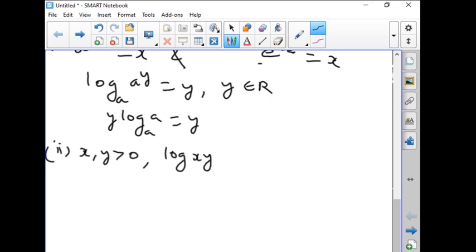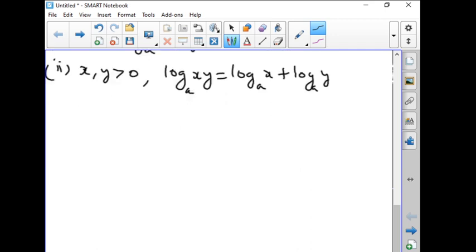Log xy to the base a is equal to log x to the base a plus log y to the base a. So this is called the product rule. Okay, the name of this rule is product rule. Now, how to prove this?